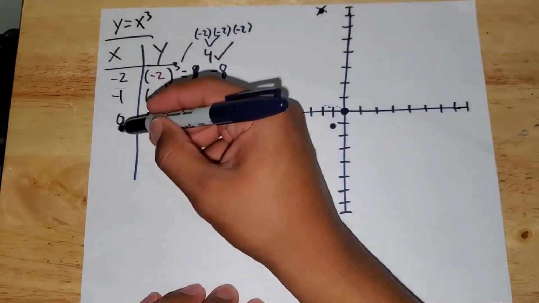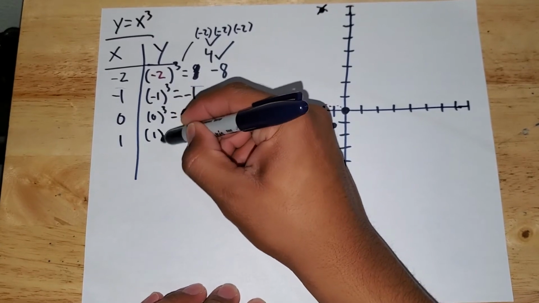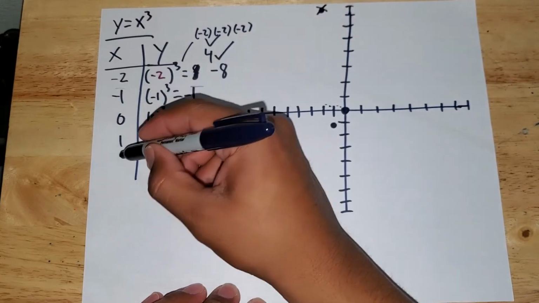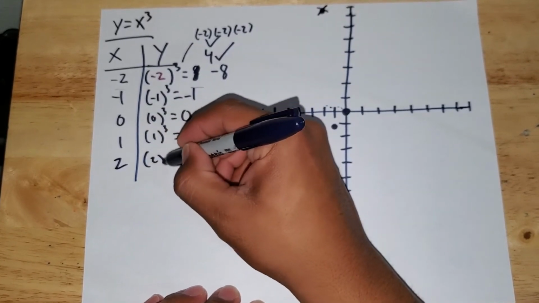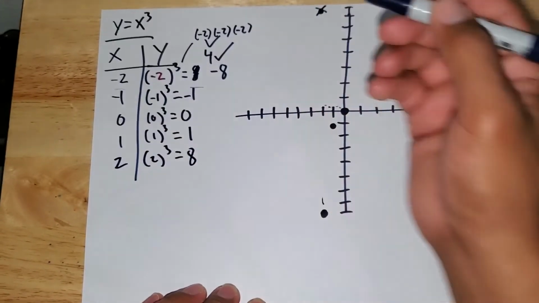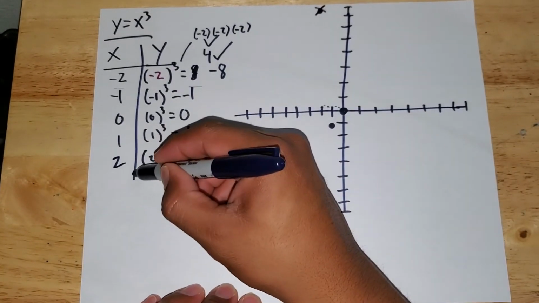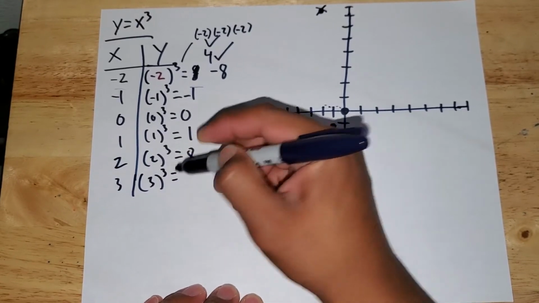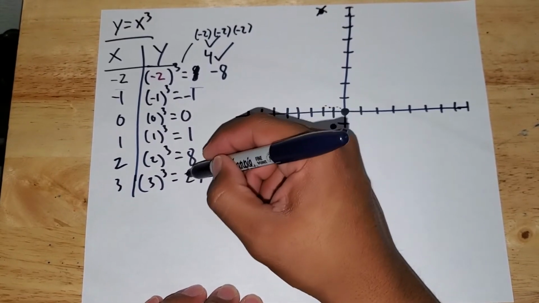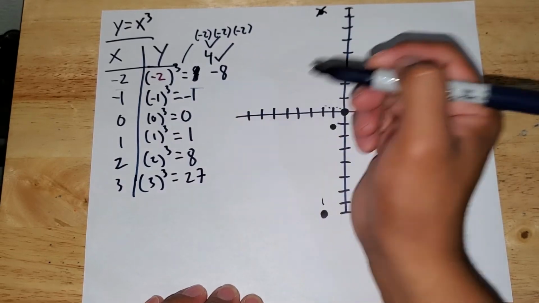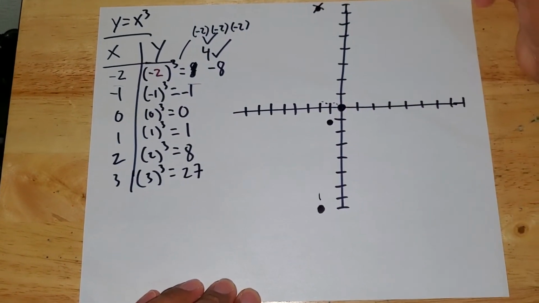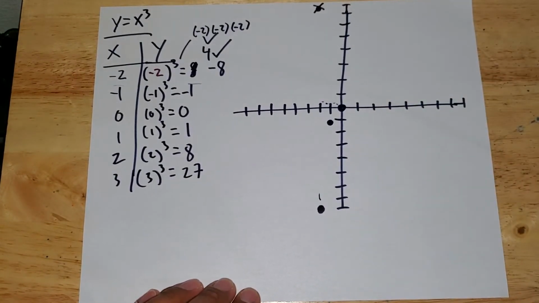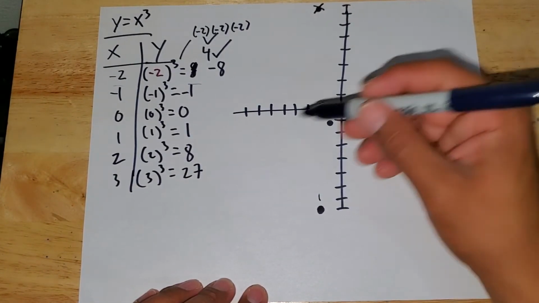And then at 1, when I plug in 1 cubed, 1 times 1 times 1 is 1. And then if I use positive 2, I know 2 cubed gives me 8. Again, if you wanted to continue, you can always use more. If I use 3, that's going to be 3 cubed, which is 27, which would continue above where you can't even see. So we're just going to stop at 2.